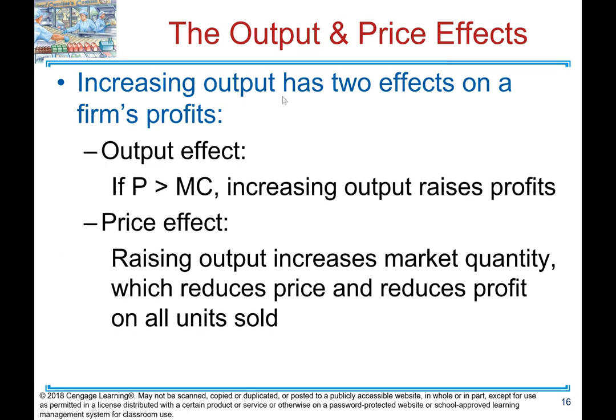Increasing output has two effects on a firm's profit. Output effect: if price is greater than marginal cost, increasing output raises profits. What about the price effect? Raising output increases market quantity, which reduces price and reduces profits on all units sold.